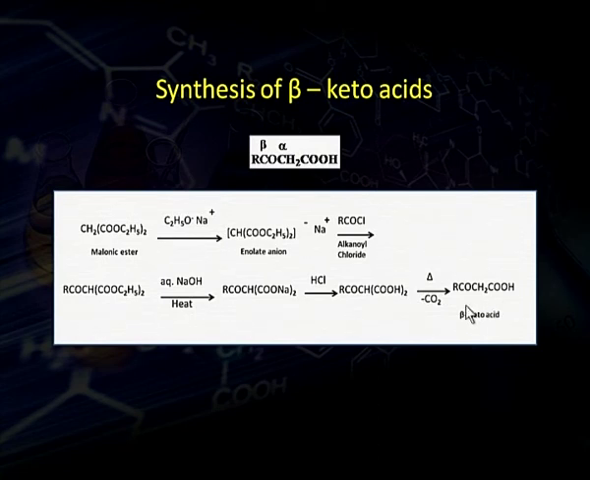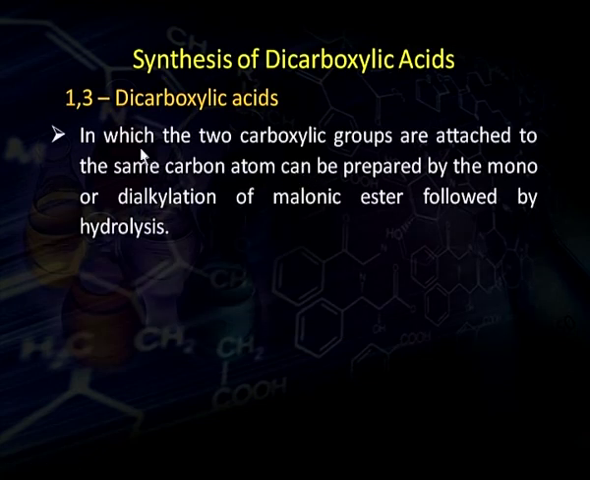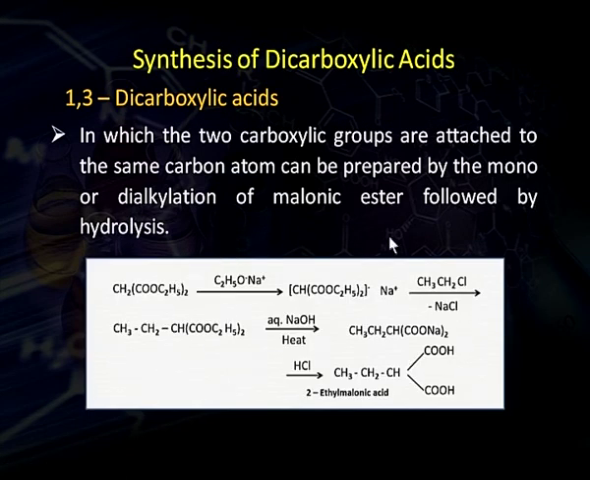is prepared. In a similar way, we can prepare by this method also 1,1-dicarboxylic acids, that is, in which two carboxylic groups are attached to the same carbon atom, which can be prepared by mono or dialkylation of malonic ester followed by hydrolysis. Malonic ester upon treatment with sodium ethoxide forms sodium salt, and this undergoes SN2 reaction with ethyl chloride.